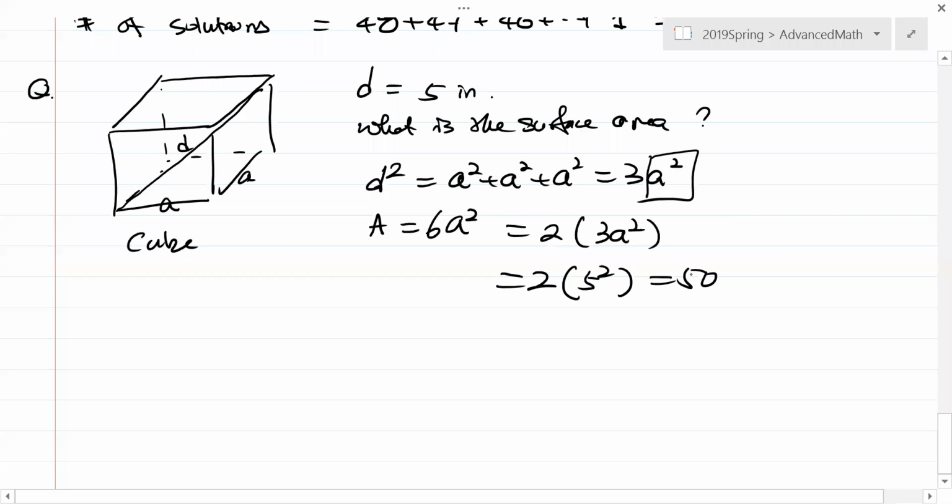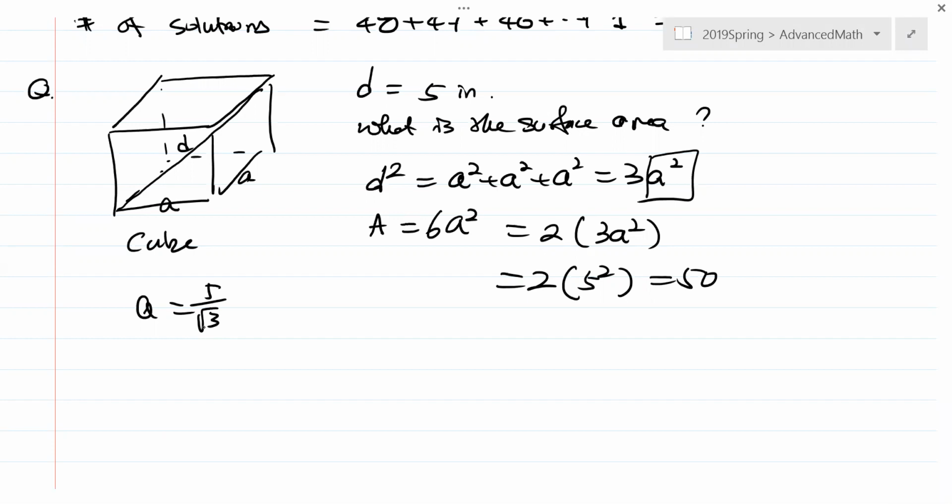You don't need to find the edge length. You don't need to say A is going to be 5 divided by square root of 3. But you don't need to do that. This is not necessary. It takes too much time. So there's a quick way to do that.